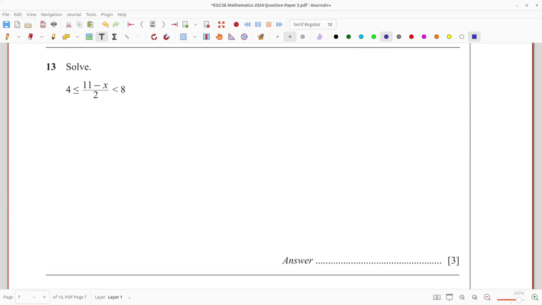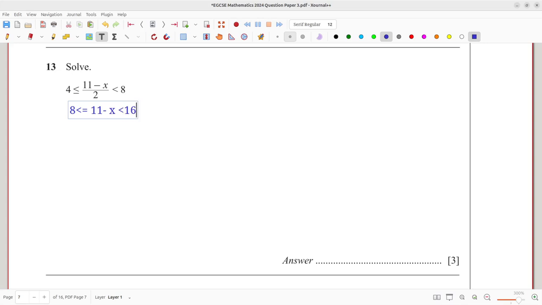Next question, question number 13. You are required to solve the following inequality, which is a double inequality. To make it even simpler, let's multiply throughout by 2. 4 times 2, 8, less than or equal to 11 minus x over 2, times 2. The denominator is gone. Then you are left with 11 minus x less than 8 times 2, that's 16.